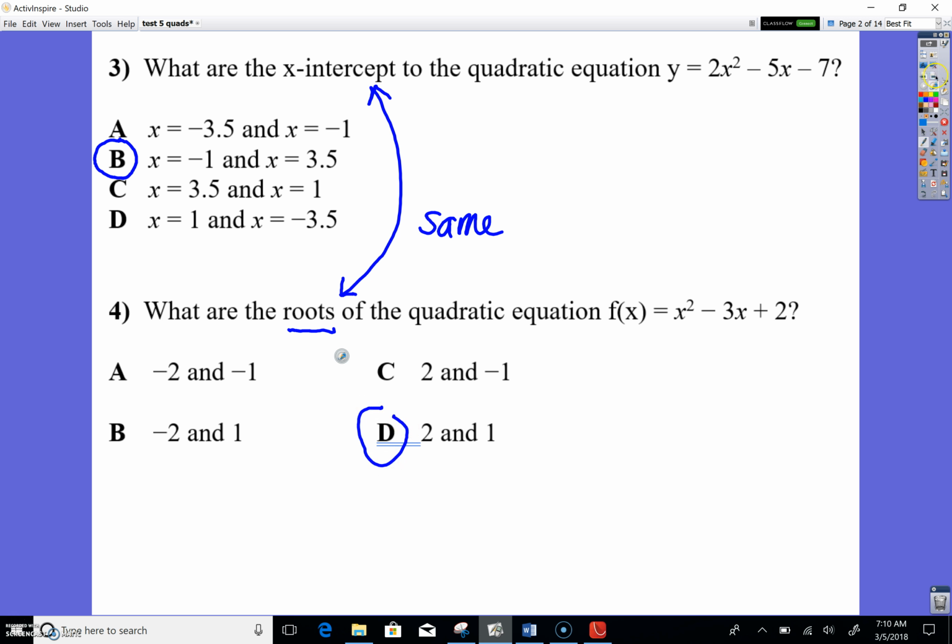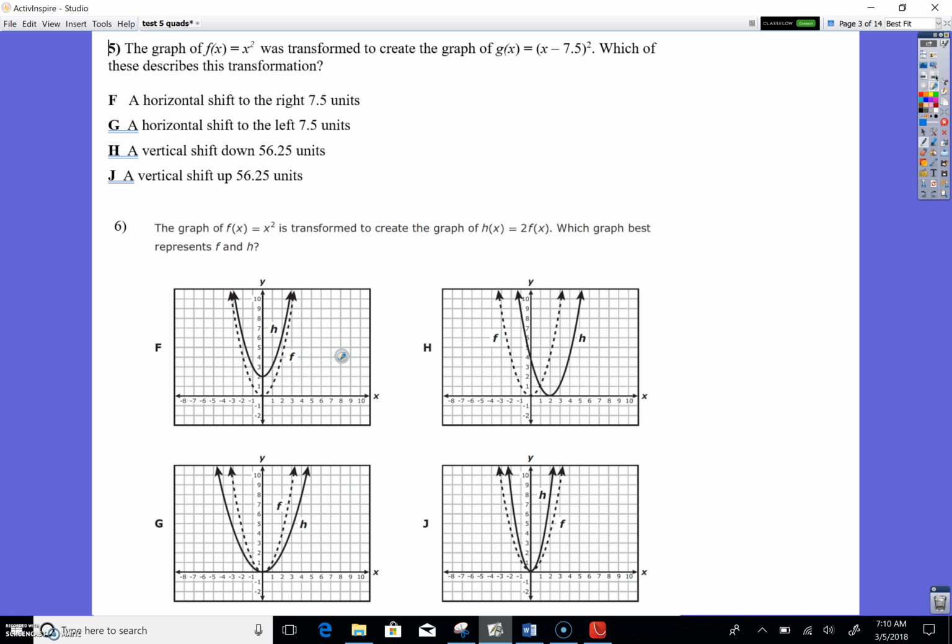Number 5. The graph of f of x was transformed to create the graph of g of x equals (x minus 7.5) squared. Which of these best describes this transformation? If you look at it, remember, this is inside the parentheses. Inside the parentheses moves it left and right.